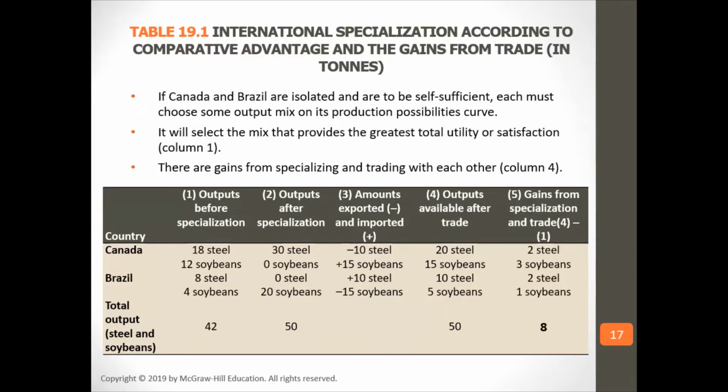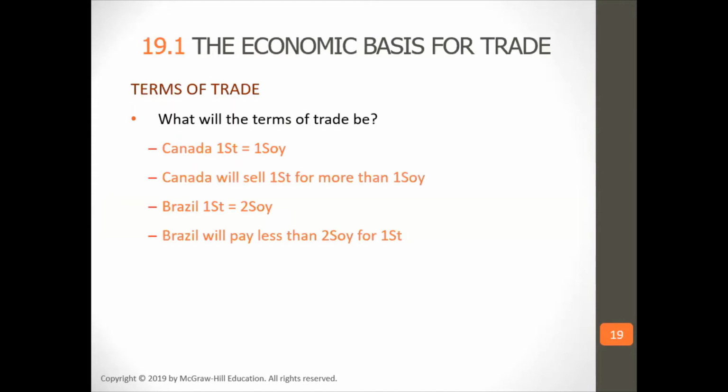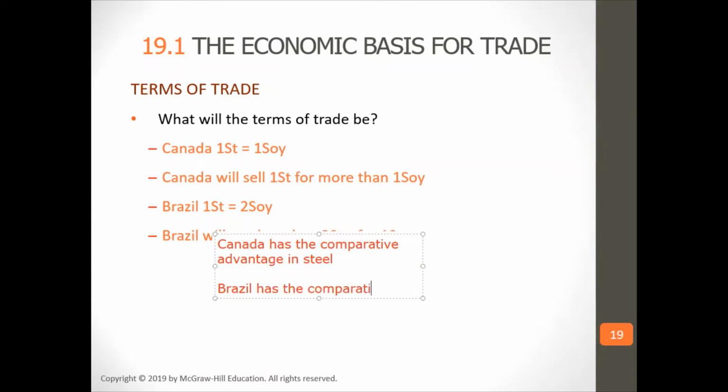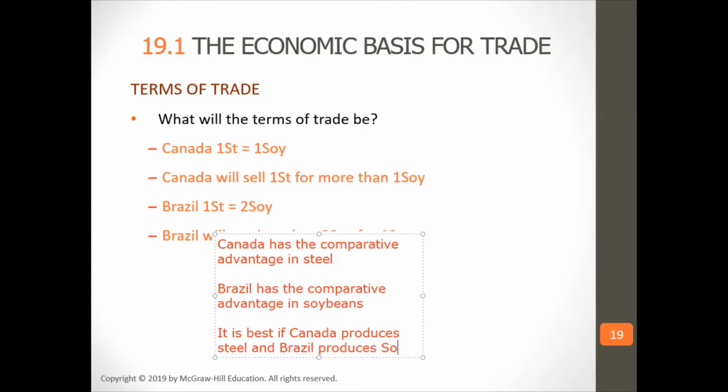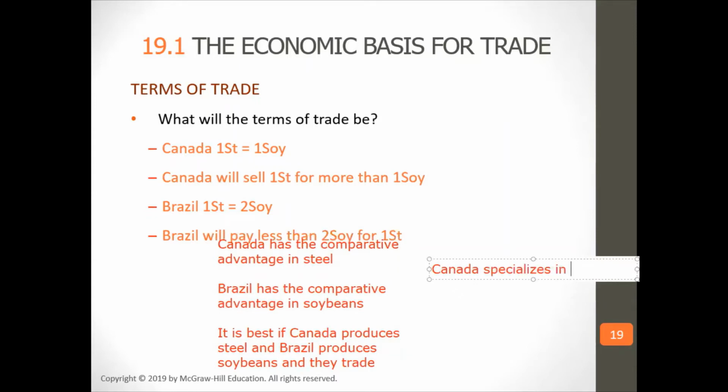So that's best. Canada has the comparative advantage in steel. Brazil has the comparative advantage in soybeans. It is best if Canada produces steel and Brazil produces soybeans and they trade. Specialization in this case is key. Canada specializes in steel. Brazil specializes in soybeans. So that's best to do there.